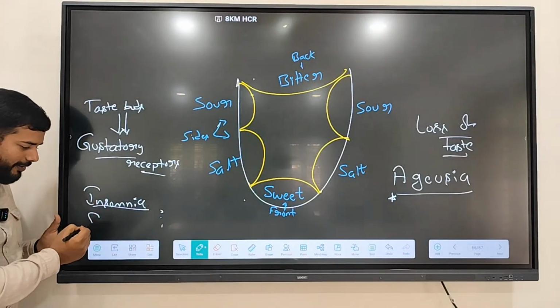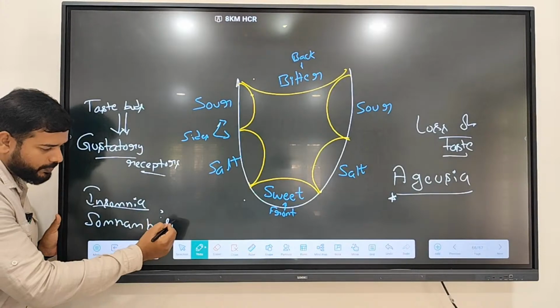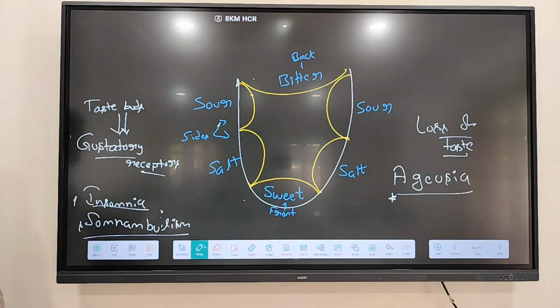Then there is a condition called somnambulism. Somnambulism means sleepwalking. Insomnia, sleeplessness. Somnambulism, sleepwalking.